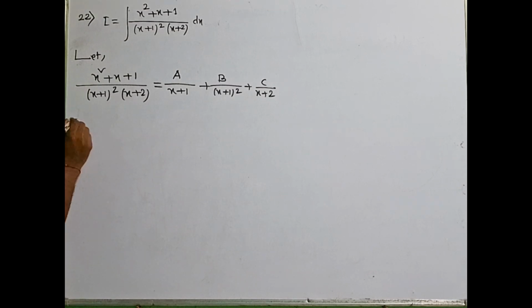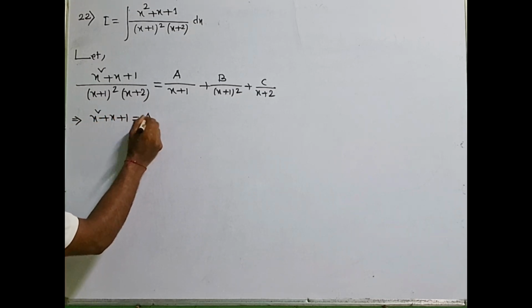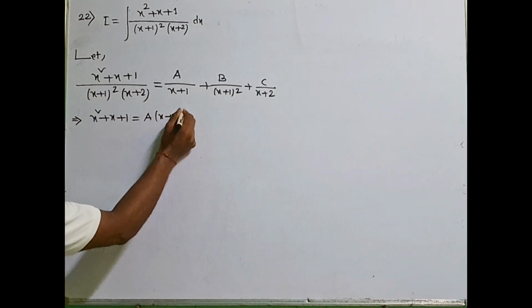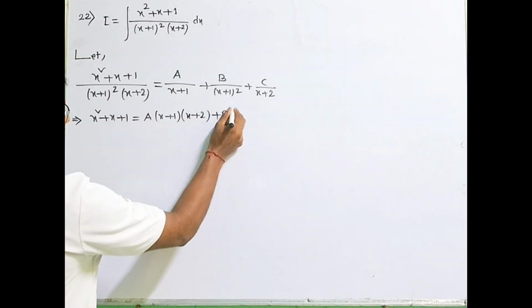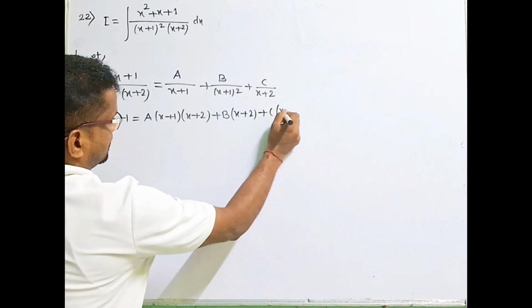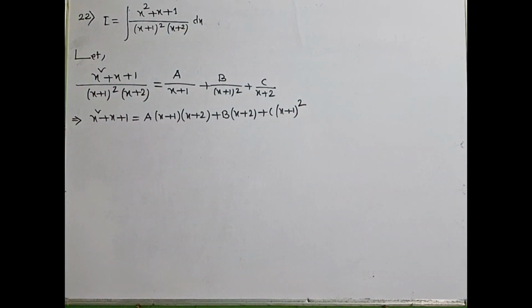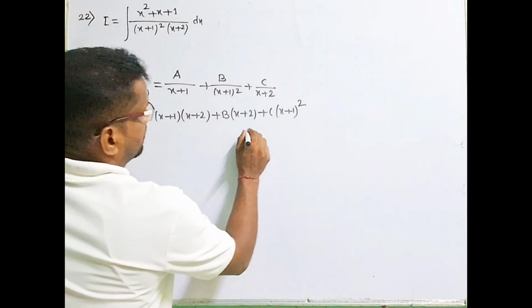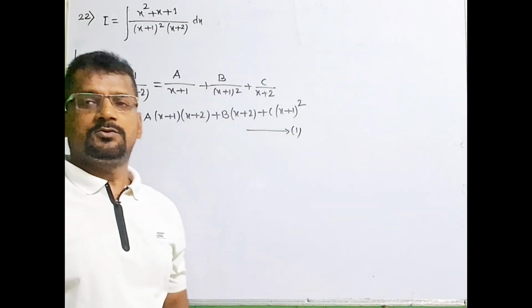After that, by this you have to multiply each term. It is x² + x + 1 = A(x + 1)(x + 2) + B(x + 2) + C(x + 1)². You can give it number 1. Your aim is to find out the values of A, B, C.